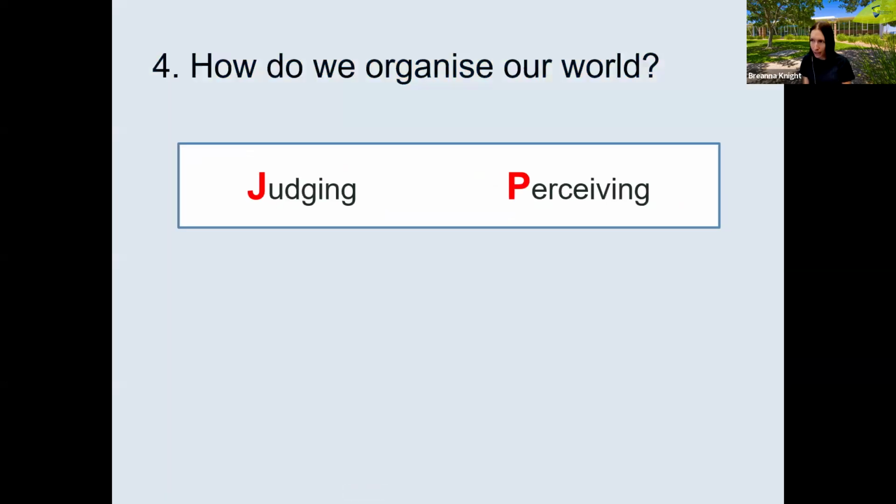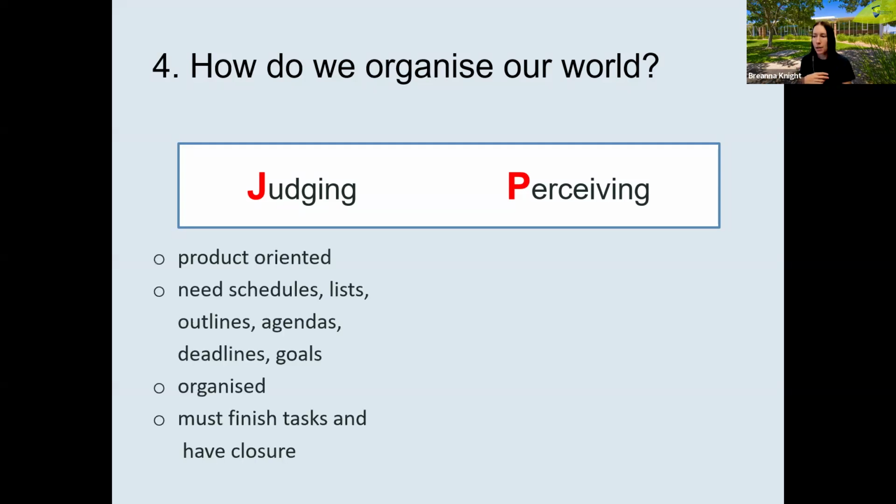So on this scale, we look at how we organize our world. So there's a judging and perceiving. Now, in this context, a lot of people see the word judging and think like judgmental, like you're judging people. But that's not really what this means in this context. Judging more means your ability to judge time and judge what organizational strategies are needed. So someone who's a bit more judging is sort of product orientated. They like to have a schedule. They're good at judging time. There's lists, outlines, quite organized people. They also like to finish tasks and have a bit of closure.